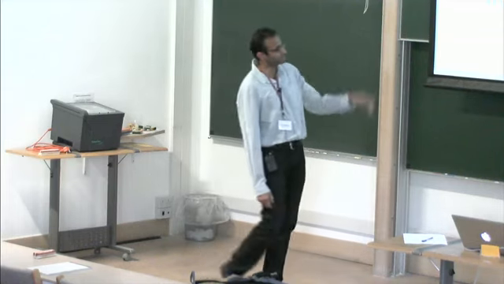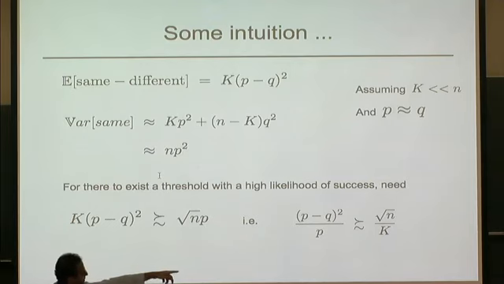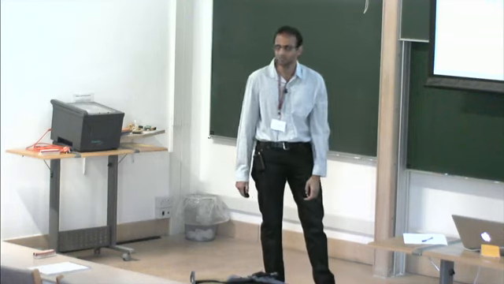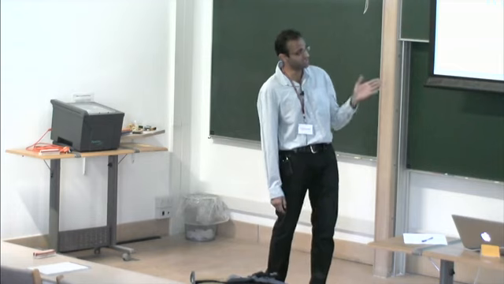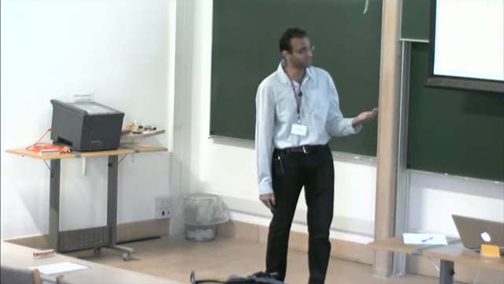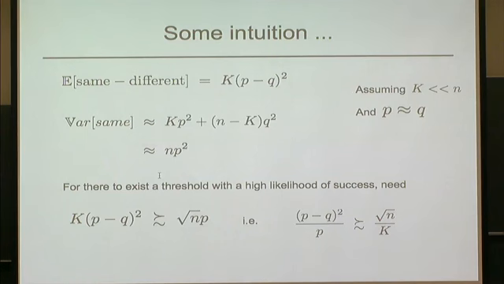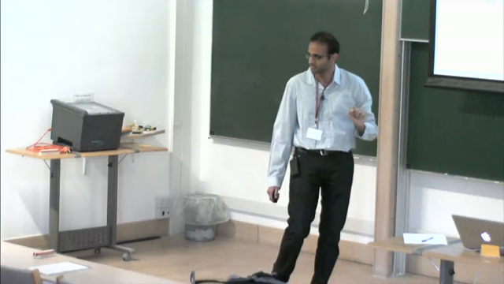And we can rewrite this to say that (p minus q) squared divided by p should be bigger than square root of n divided by k. So this shows how the quantities p, q, and k affect the success or failure of this algorithm. And now you could let them scale with n as you please. You just need this to hold.